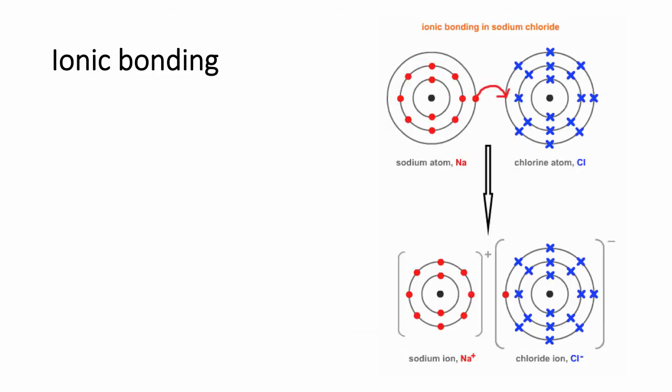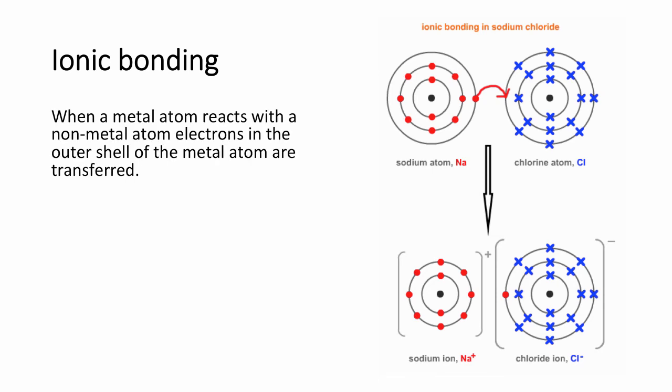So firstly, let's have a look at ionic bonding. So when a metal, such as sodium, reacts with a non-metal, such as chlorine, to complete the outermost shell, sodium loses an electron and chlorine gains an electron. And as a result, they both have a full outer shell, but the sodium, the metal, forms a positive ion because it has one more proton than electrons, whereas the negative ion has one more electron than it has protons, so it has an overall negative charge.